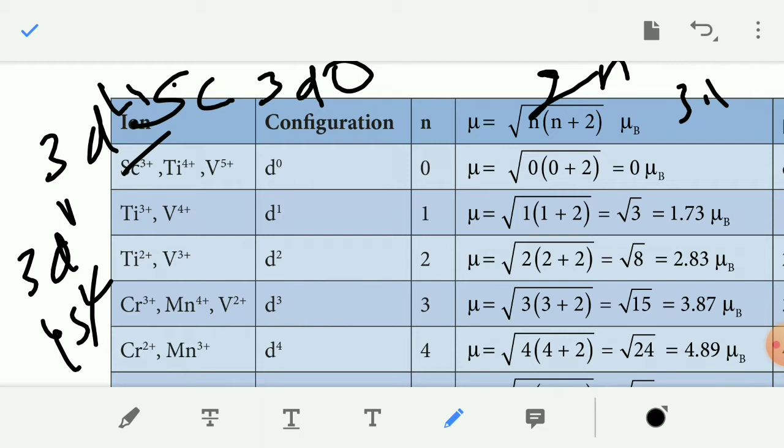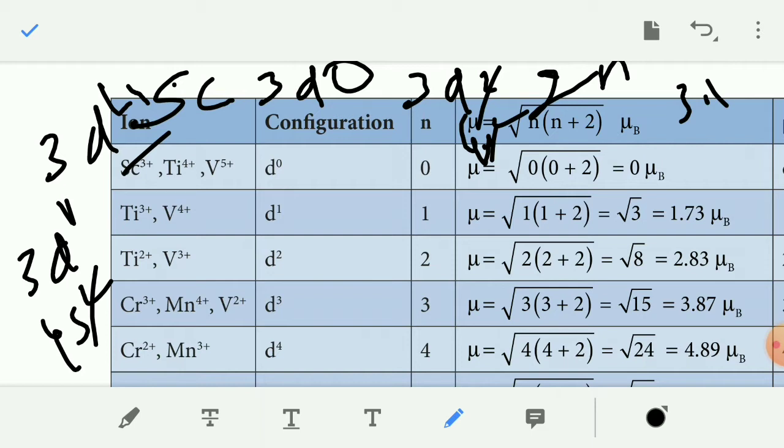That is the unit of the Bohr magneton, BM. Okay, then next, titanium 4 plus. Titanium has the configuration 3d2 4s2. Here, for titanium 4 plus, 4 plus means the 4 electrons are removed. So the value for n is 0, and the root of 0 into 0 plus 2 is equal to 0.